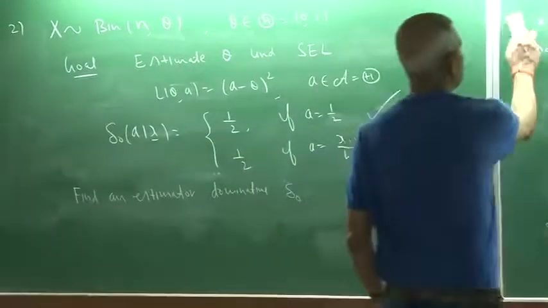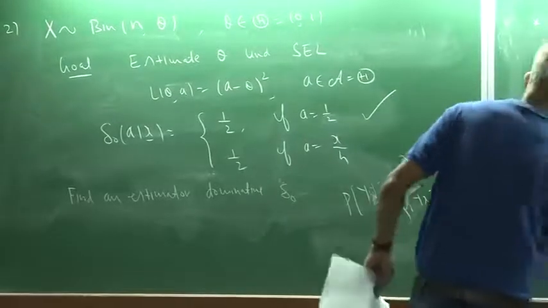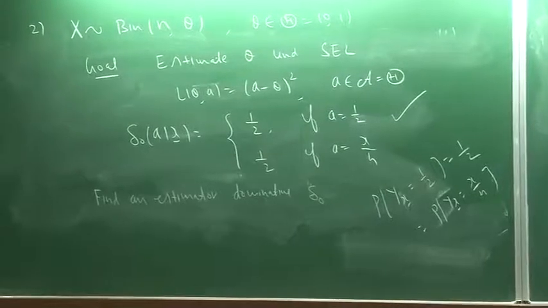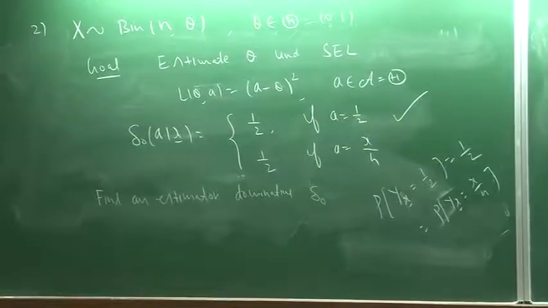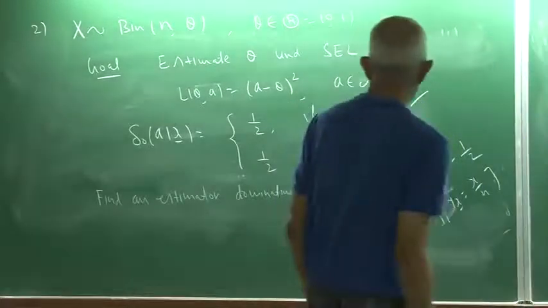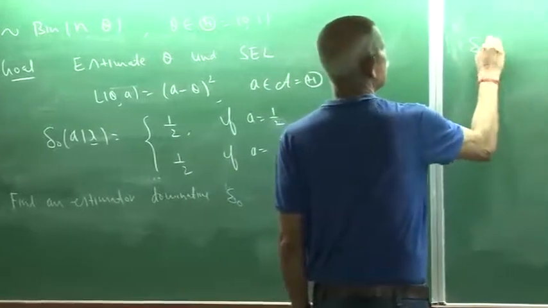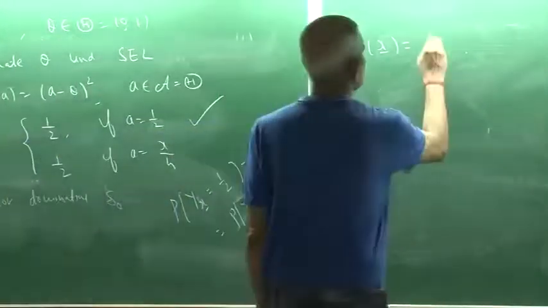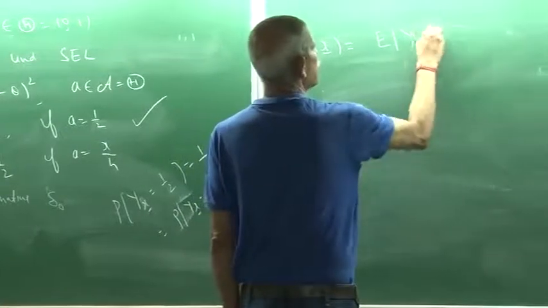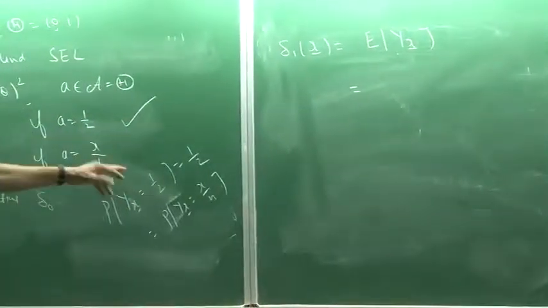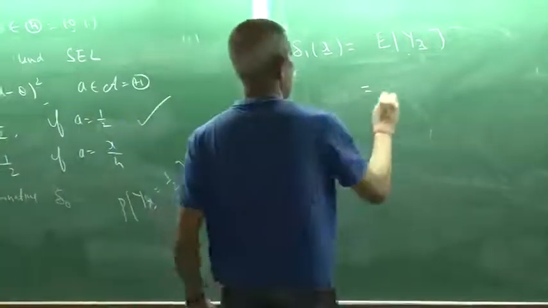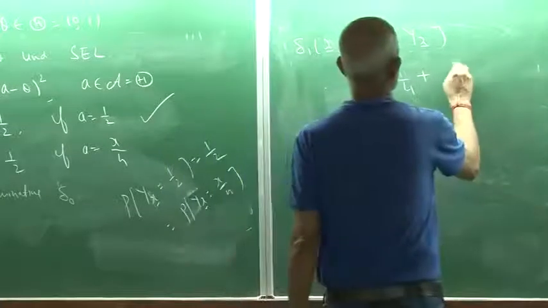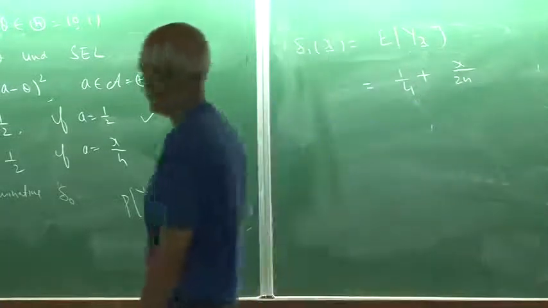So, what is the dominating estimator? Take the mean of this random variable, because my loss function is convex. So, delta 1 of x, which is a randomized estimator, is nothing but expected value of Y of x. And what is expected value of Y of x? Half into half, 1 by 4, plus half into x by n, so x by 2n. So, this is the required estimator.